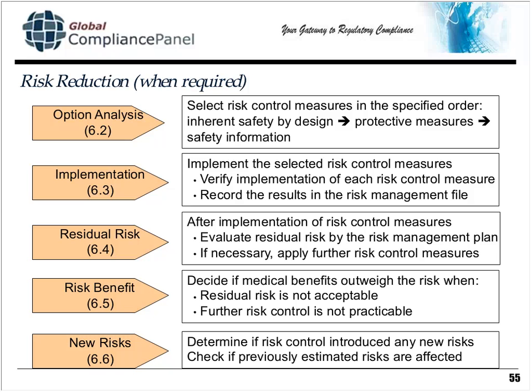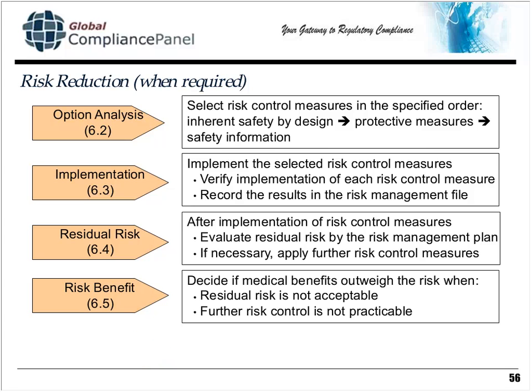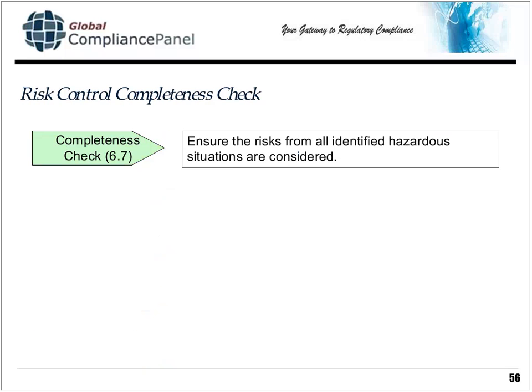Risk reduction means something is different after the risk reduction activities than before it. And when I change something, I have this question to ask, have I introduced something new as a result of the change? Have I introduced a new risk that I don't need to analyze? And then finally, we're going to do a completeness check. Have I looked at all of the hazardous situations? Have I considered them? Have I understood all of their interrelationships?